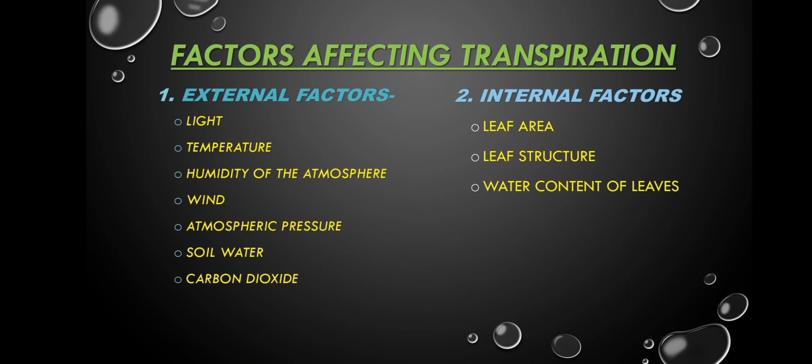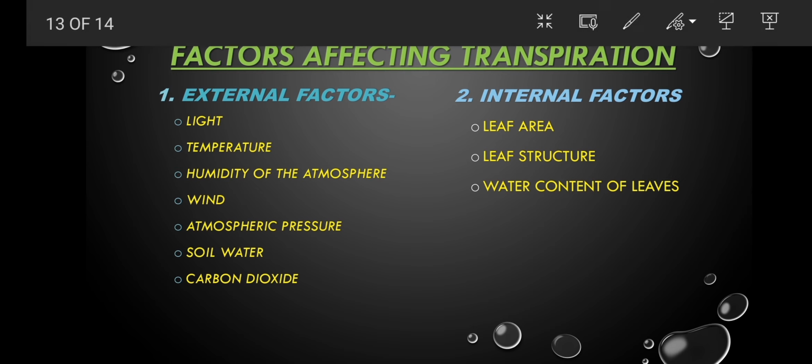Factors affecting transpiration. The rate of transpiration is affected both externally and internally. So let's discuss these factors externally and internally separately. First, we are going to discuss the external factors. The first factor is light. Light is a very important factor of transpiration. In most plants, stomata open during the day. The light also helps in increasing the temperature of the atmosphere, which in turn increases the transpiration.